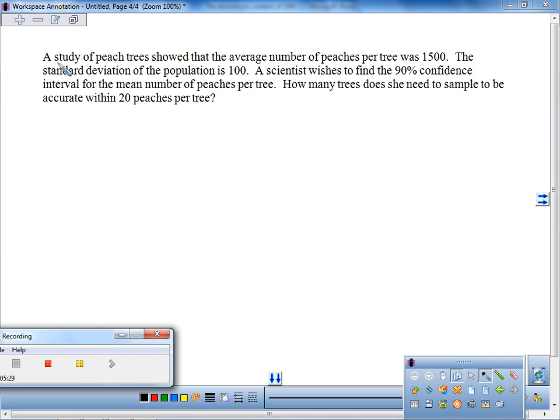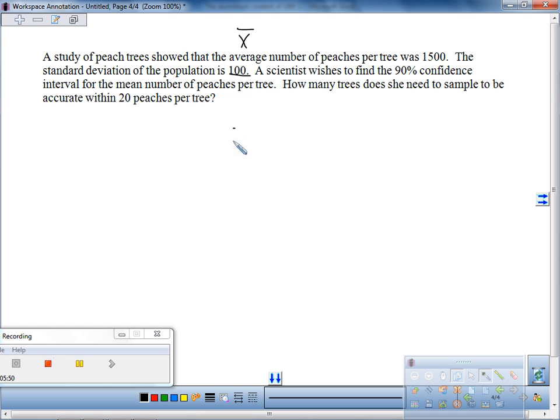Alright, here we have a study of Peachtree showed that the average, remember average and mean, we're talking about X bar, so that's going to give us a hint to which formula we're going to use. Was 1500, so that's the X bar. The standard deviation is 100. Okay, so for sample size, we're going to use the formula that has standard deviation in. So we have a standard deviation of 100. We want to be 90% confident.